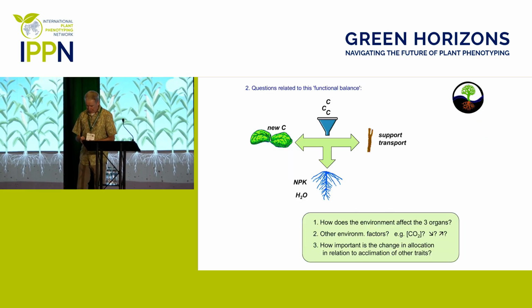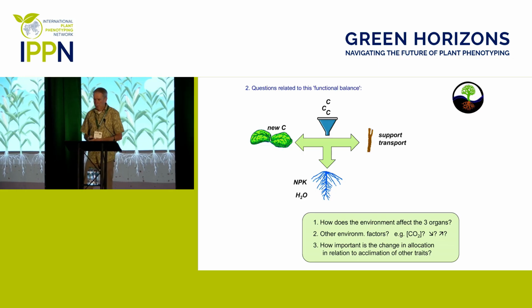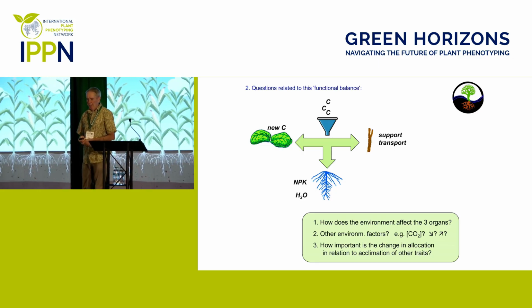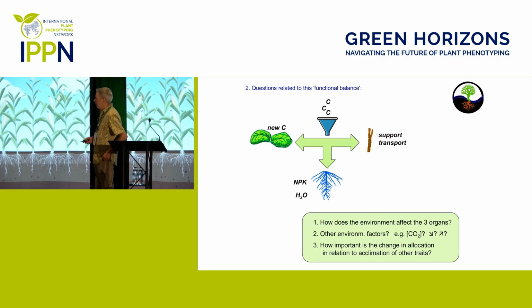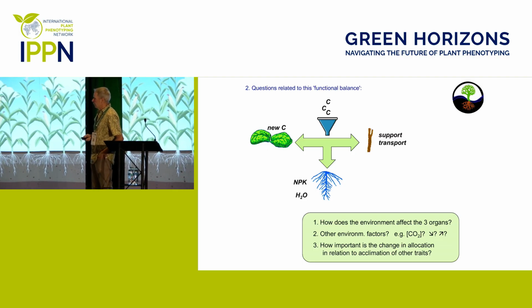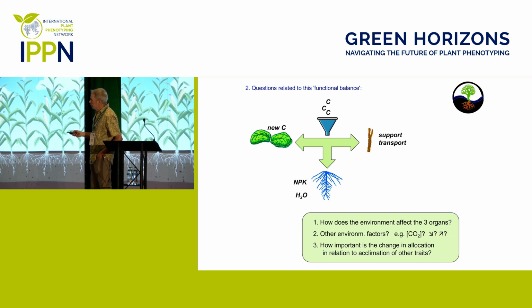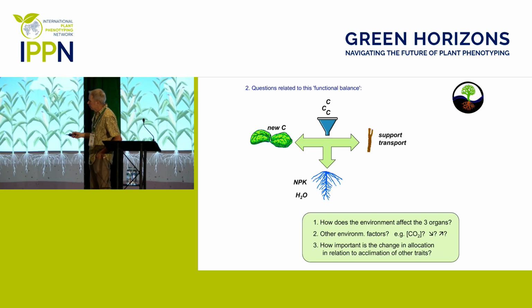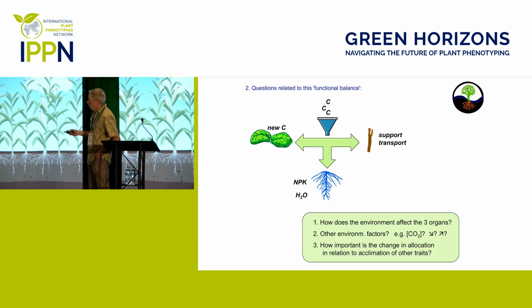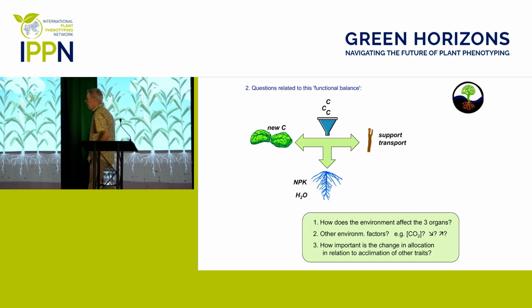Okay, well, that is clear, but there are a number of things that are not clear. And one of the things is, if we think in terms of leaves and stems and roots, how is the functional balance working if you have additional carbon? Should the plant put that into leaves, or should it put that in support and transport in the stem, or should it transport that to the roots?